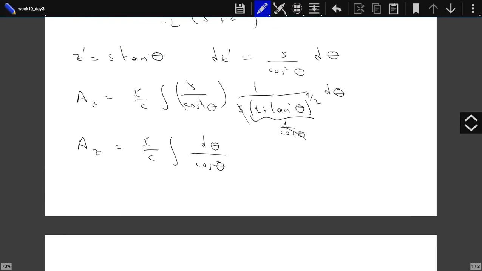Well, let's see. Jihad claims that this integral is equal to tangent squared theta. Let's check it. How do we check it? Just take the derivative. This is equal to twice tangent theta times the derivative of tangent theta, which is 1 over cosine squared theta, which is not equal to 1 over cosine theta. So it's not tangent squared theta.